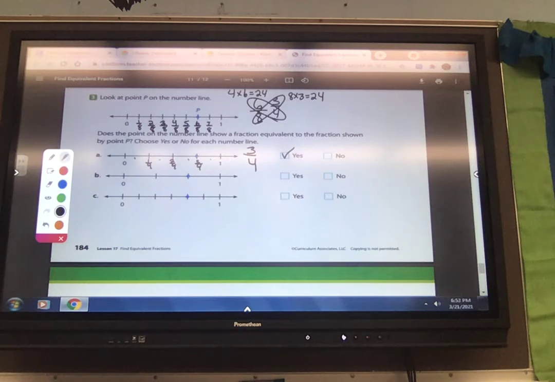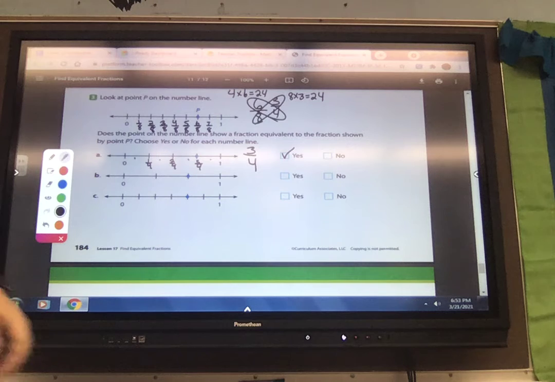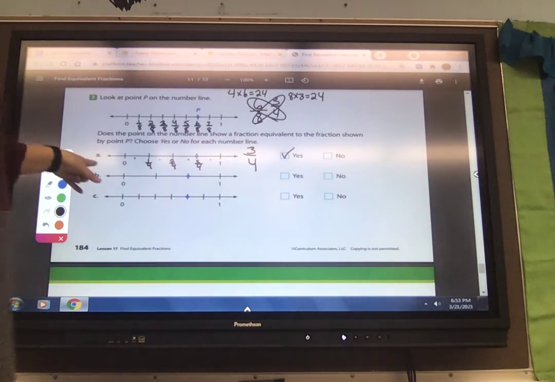That first one is equivalent. We can multiply the top and the bottom by 2 to turn 3/4 into 6/8, or divide by 2 to make 6/8 into 3/4. All right, let's try B.